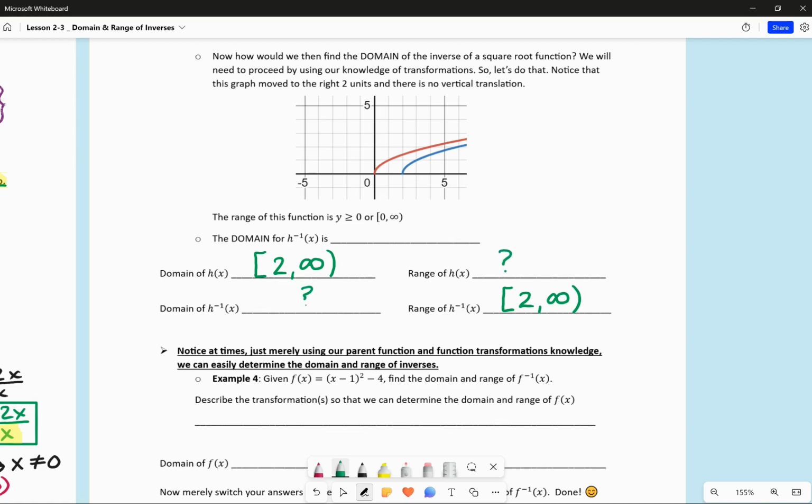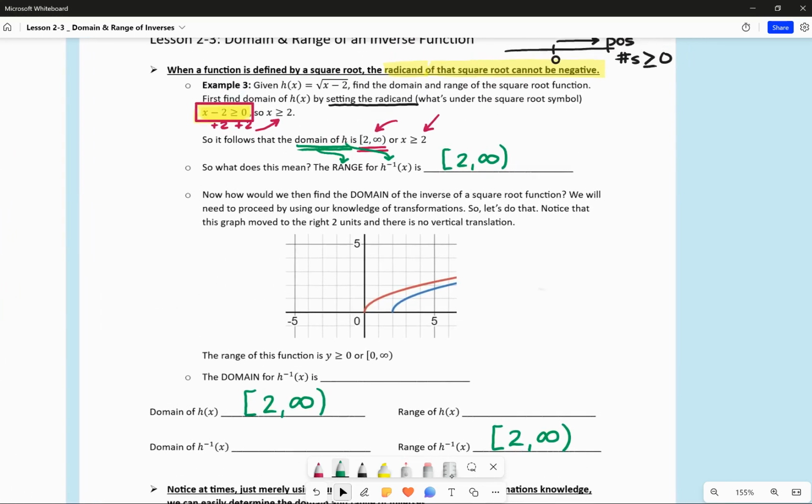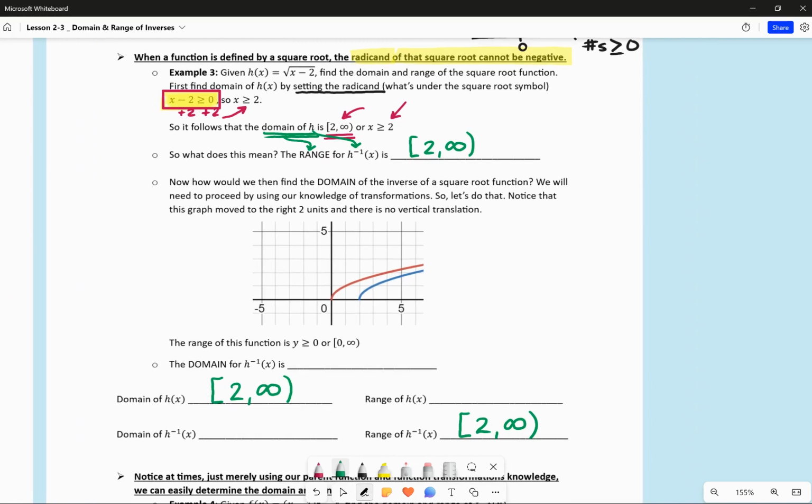Remember? All right. So let's see what we would do when it comes to radicals. Okay, we're right here at this bullet. I lost my train of thought. Now, how would we find the domain of the inverse of a square root function? Well, in this case, what I'm going to have you do is proceed by using your knowledge of transformations. That's the easiest way to find the answer, okay?